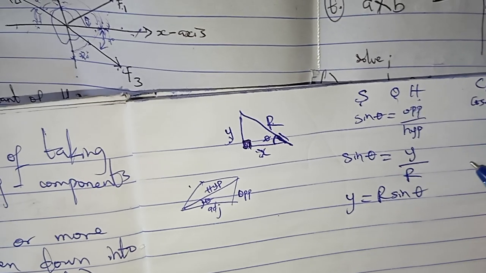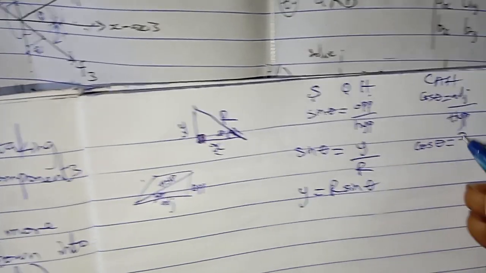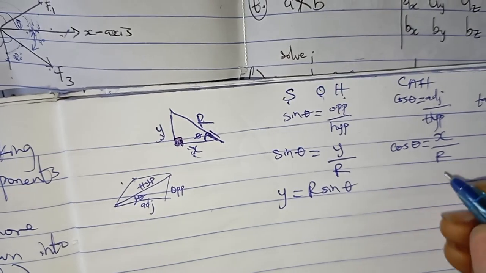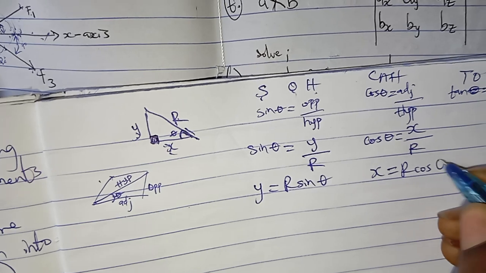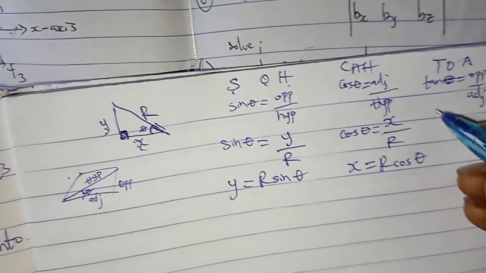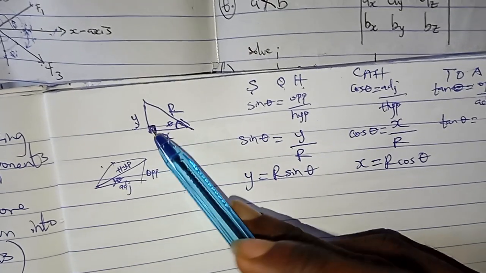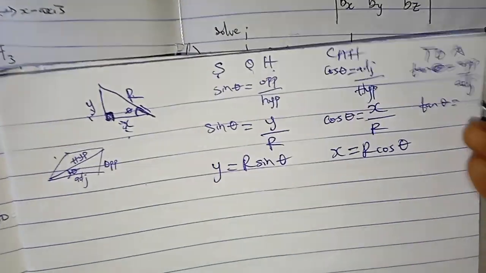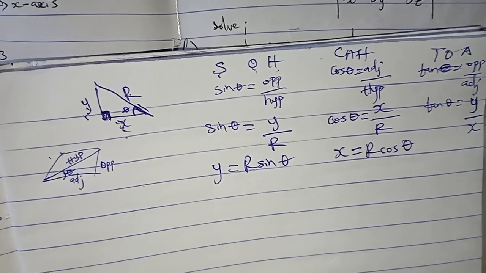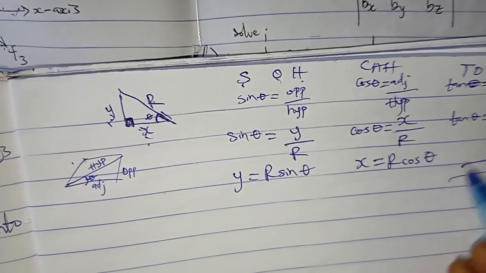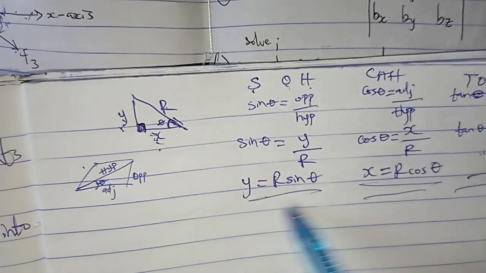Then for cos theta, adjacent is x over r, the hypotenuse. Making x the subject of the formula, you have x equals r cos theta. Then tan theta will be equal to opposite over adjacent. So anytime we are doing anything, to find the direction we use this. Then to find x we use this. To find y we use this.